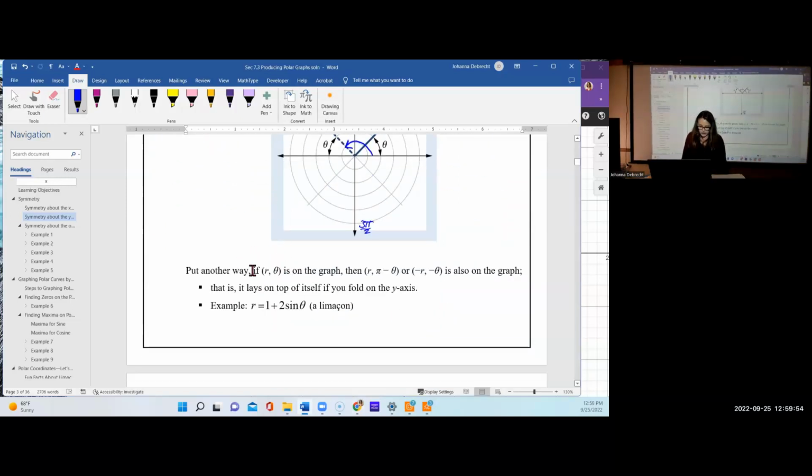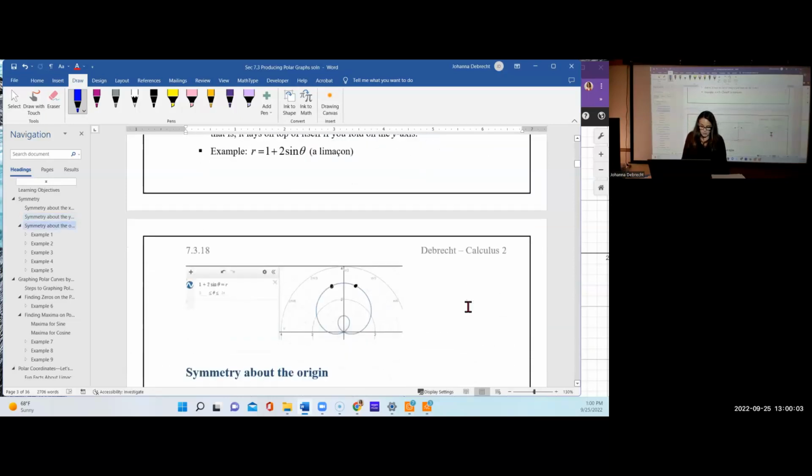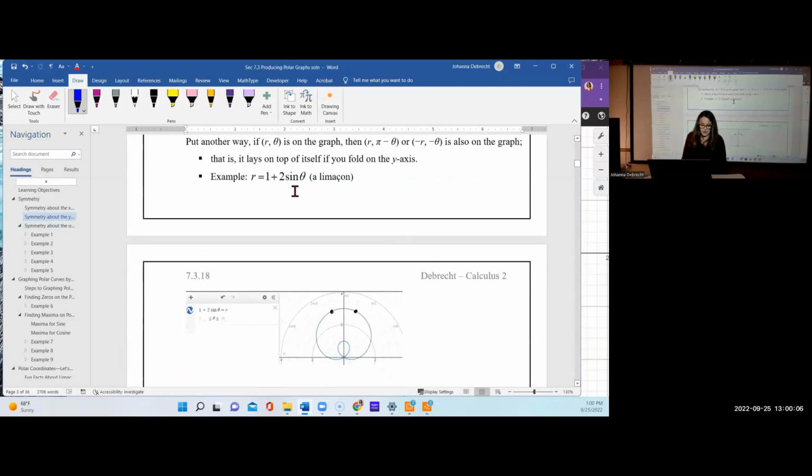Again, if (r, theta) is on the graph, then (r, pi minus theta) is on the graph, or (negative r, negative theta) is also on the graph. We'll look at another limacon. This is r = 1 + 2 sine of theta. And again, remember that sine theta does have this y-axis symmetry. I know it's different from the rectangular, right? It's the total opposite, because in the rectangular system, cosine has y-axis symmetry and sine has origin symmetry. So this is totally different. We have to kind of switch gears and think about polar.